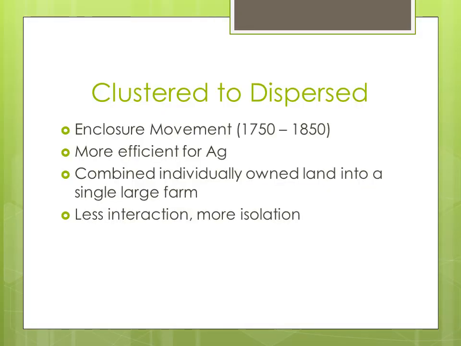Now, part of the reason why there was a movement from more clustered to more dispersed, beginning in England, was the enclosure movement during the Second Agricultural Revolution, which got rid of the commons, which was land that anyone could use, and particularly poor farmers would use, and allowed private farmers to come in and buy up that land from the government, which then led to fewer smaller farms and larger farms.